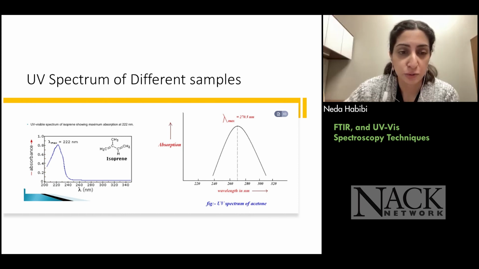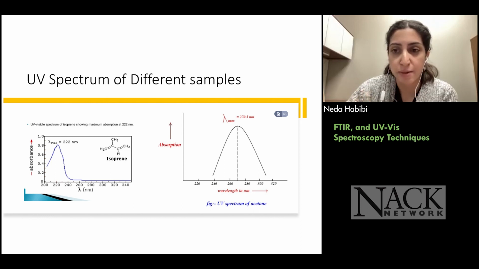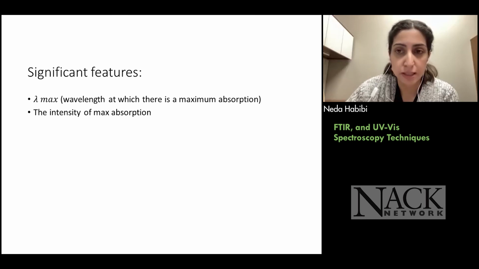And these are two examples of UV-visible charts, one for isoprene and this one for acetone. We can see that the maximum wavelength of absorption for isoprene is around 200 nanometers, in the range of UV. This is important information that we can get from UV: the maximum wavelength of absorption for different materials. So the significant information we get is the lambda max, the wavelength at which there is a maximum absorption, and the intensity of that maximum absorption.